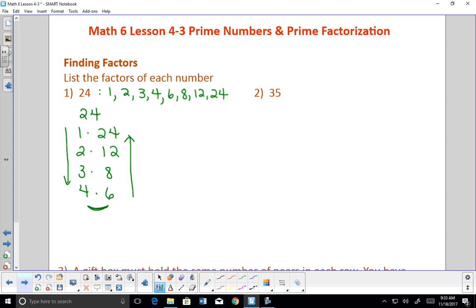Let's look at 35. I think to myself, well, I know 1 times 35 is equal to 35. 35 is not divisible by 2. 3 plus 5 is 8, so 35 is not divisible by 3. It's not divisible by 4. It is divisible by 5. 5 times 7 is 35. There's only one number between 5 and 7, and that's 6, and 6 does not divide into 35. So I have found all the factors of 35 now. My factors of 35 are 1, 5, 7, and 35.